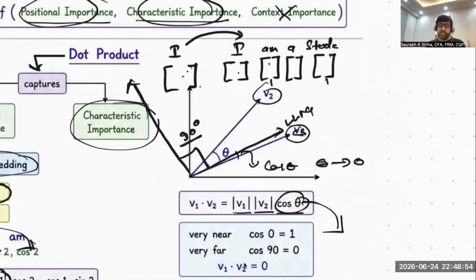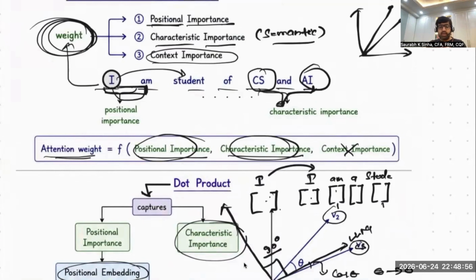So both pieces of information, the positional importance between "I" and "am" and the semantic importance between two tokens, get captured with the help of this dot product. But yes, it doesn't capture the context importance. How "am" is important in this whole context relative to "I" is not getting captured. I agree. But this is the simplified version of the attention mechanism. We'll discuss that in the next session.